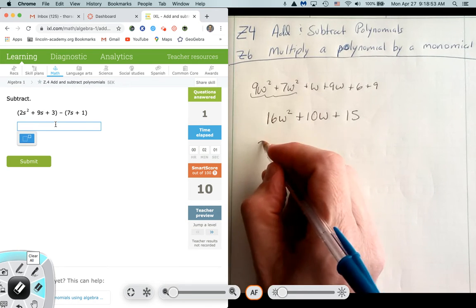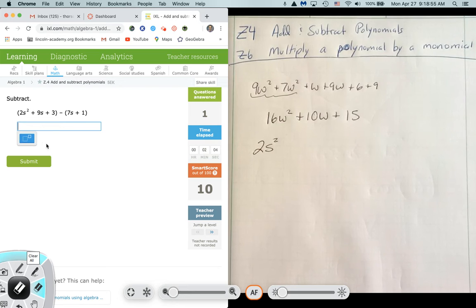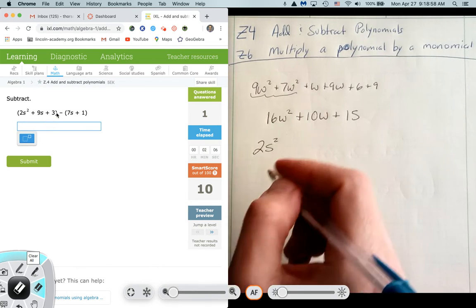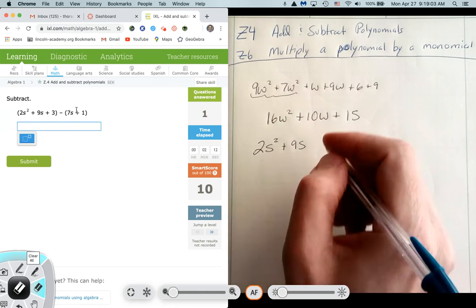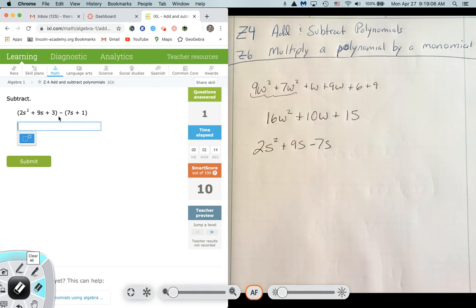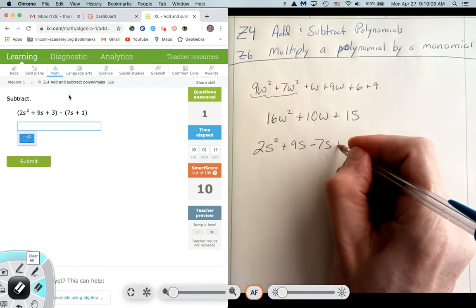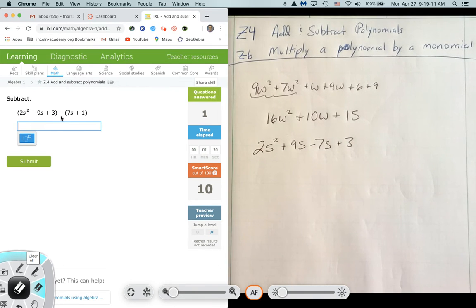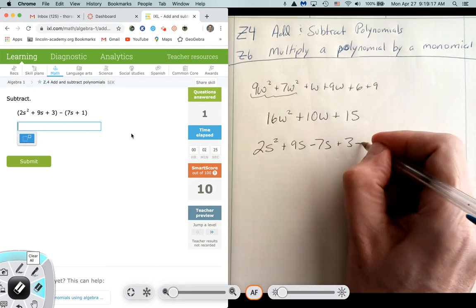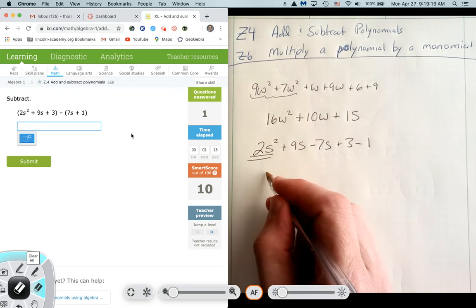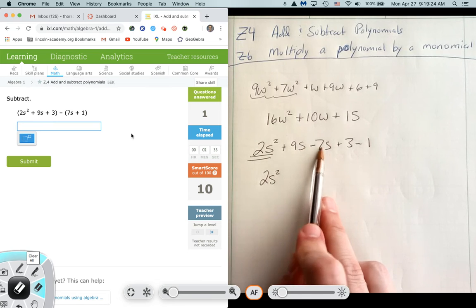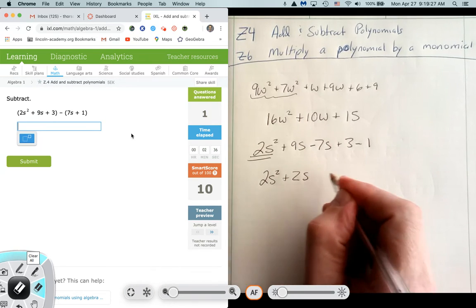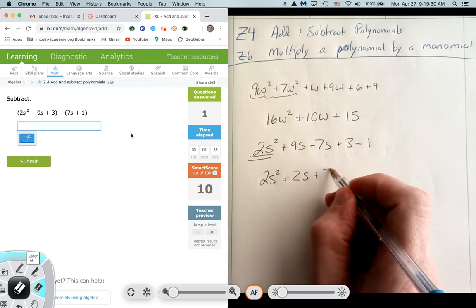If you'll notice, there's only one s squared term. So I have that 2s squared that's going to be by itself. Then I have this 9s. So I have a positive 9s, and I'm minusing 7s. Then I also have this 3 in the first polynomial, and I am minusing. Remember, watch the signs very carefully. Minus the 1. So again, that was the only s squared term I had, so nothing combines with it. Then I have 9s's minus 7 more, which would be 2s's. And then I have 3 minus 1, which would be 2.